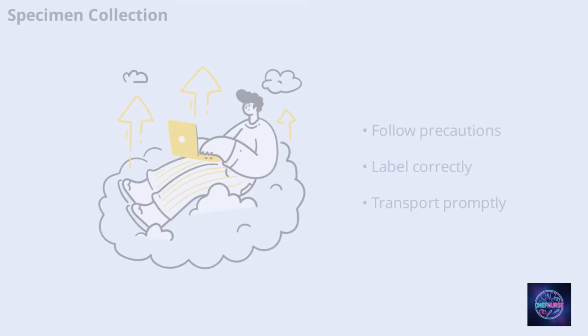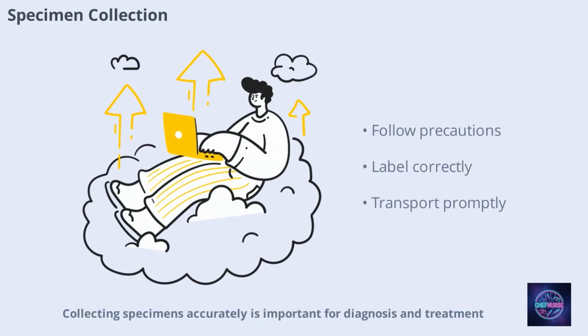Collecting specimens accurately is important for diagnosis and treatment. The NCLEX may ask about techniques for collecting blood, urine, or sputum samples. Always follow standard precautions, label specimens correctly, and transport them promptly. Proper collection ensures reliable results and guides patient care.